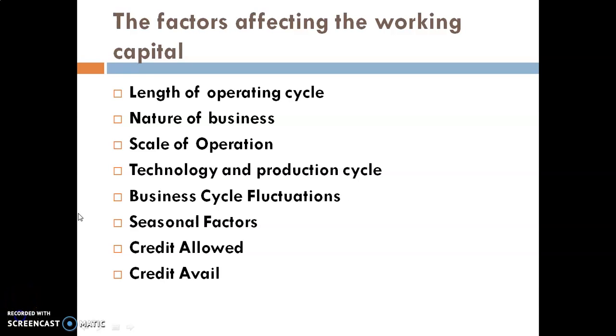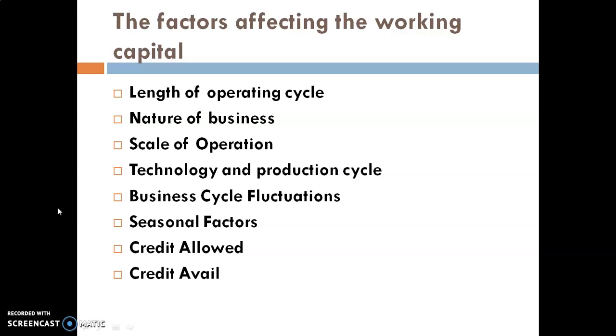The first factor is length of operating cycle. What is the length of operating cycle? It is a long cycle or a short cycle. Now what is operating cycle? Operating cycle is the time period required for completing the production, right from acquiring the resources till selling the resources and getting the payment. If the operating cycle is long, then more working capital will be required, whereas if the company has a short operating cycle, then the working capital requirement will be less.